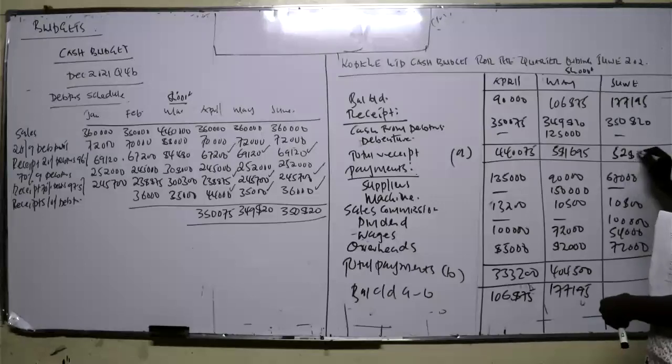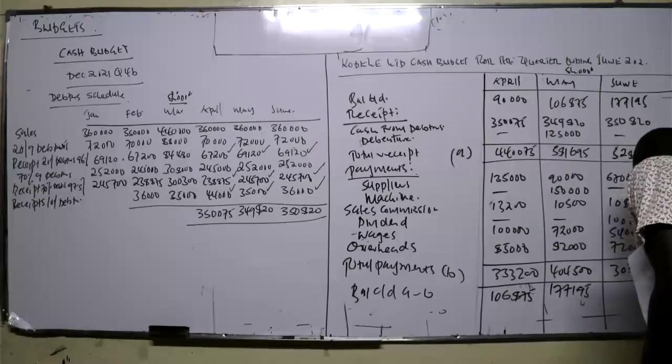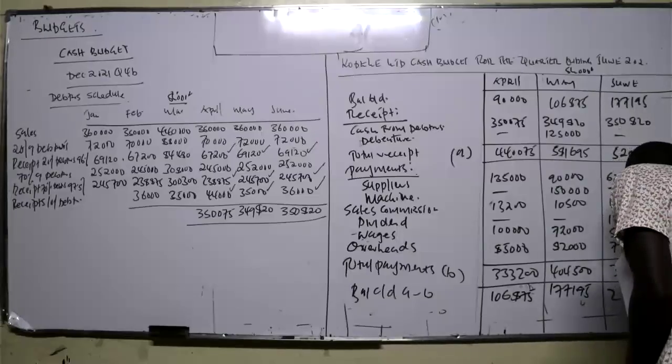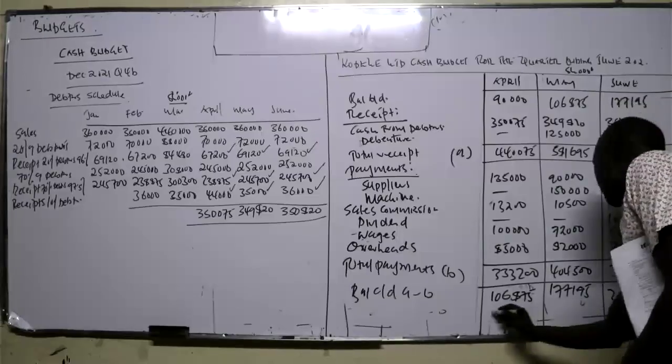528,015. Then 303,800. 224,215, like this. So that is how we do cash budgets.